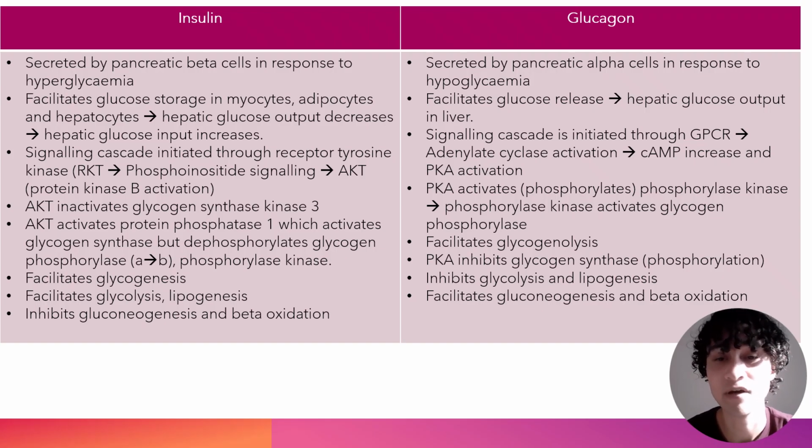Now, insulin results in the upregulation of glycolysis. It results in the upregulation of lipogenesis. Okay, and it results in the suppression of gluconeogenesis, the suppression of beta oxidation, and the suppression of glycogenolysis. Whereas glucagon results in the upregulation of beta oxidation, the upregulation of gluconeogenesis, the downregulation of glycolysis, the downregulation of glycogenesis, and the downregulation of lipogenesis.